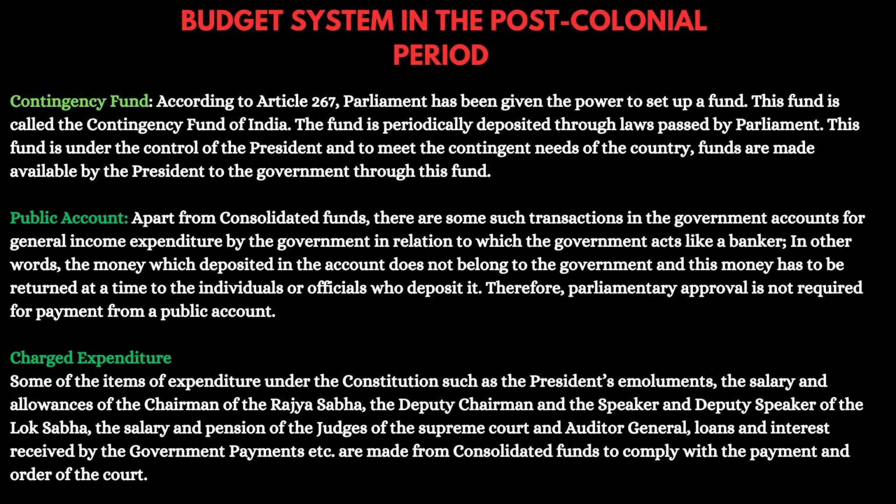Charged expenditure. Some items of expenditure under the Constitution, such as the President's emoluments, the salary and allowances of the Chairman and Deputy Chairman of the Rajya Sabha and the Speaker and Deputy Speaker of the Lok Sabha, the salary and pension of the judges of the Supreme Court and the Auditor General, loans and interest payable by the government, and payments to comply with orders of the court, are made from the Consolidated Fund.